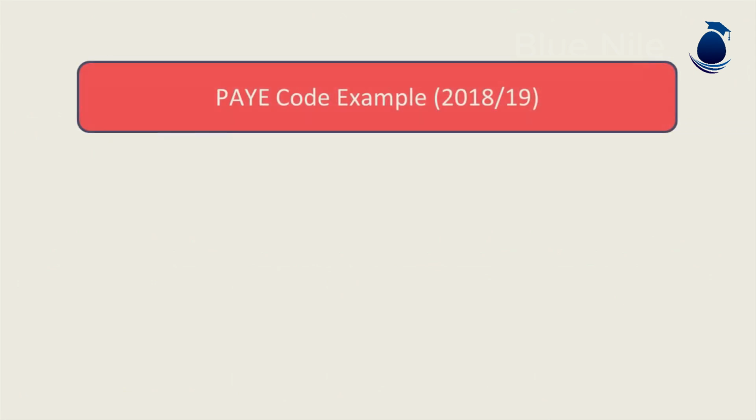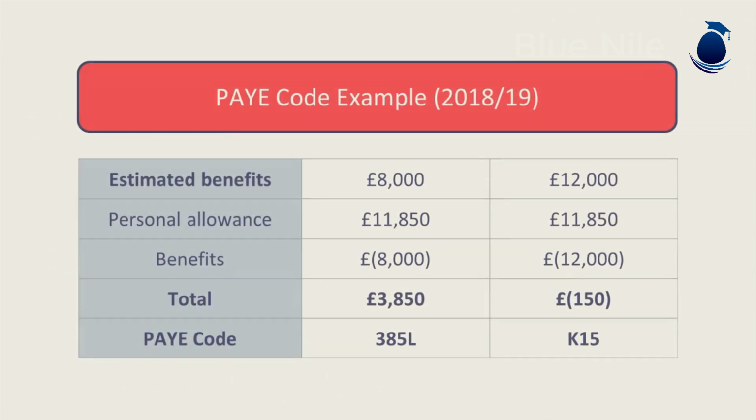So if we were to look at a code for 2018-19 for an individual with estimated benefits for the year of £8,000, the code would be calculated as personal allowance of £11,850, less benefits of £8,000, leaving £3,850. The last figure is removed, so this would become 385L. What if the estimated benefits were 12,000? Then the personal allowance of 11,850 less the benefits of 12,000 would leave £150 negative. Again, the last figure is removed, but because it's a negative, this would become K15.